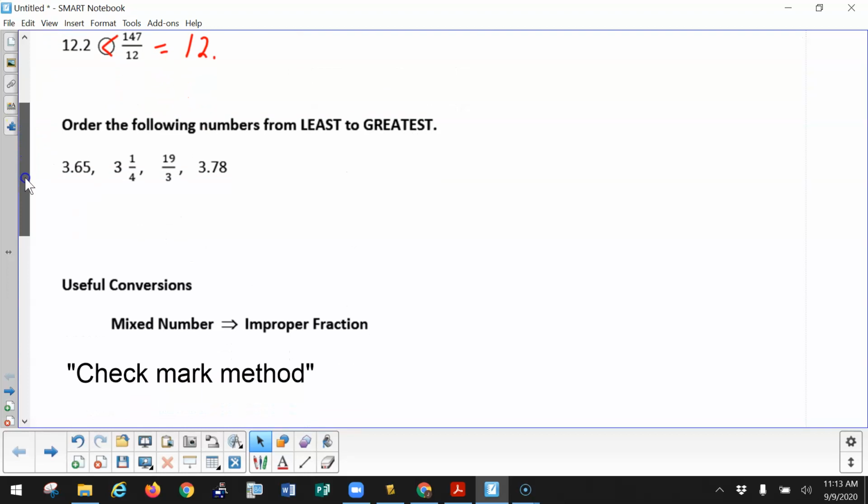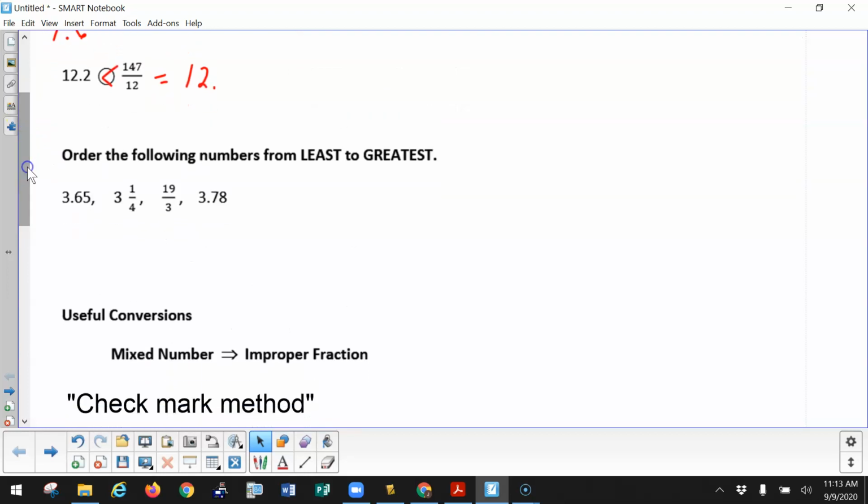147 over 12. Okay, in order to order these numbers from least to greatest, again, we need to get them all into the same format. 3.65 is in a decimal, so we're going to go ahead and put the 3 1/4 into a decimal, and that's going to be 3.25. 19 over 3 as a decimal is 6.3 repeating, and then 3.78 is already a decimal.